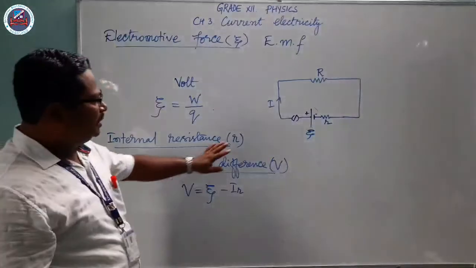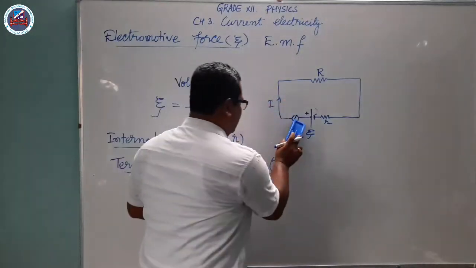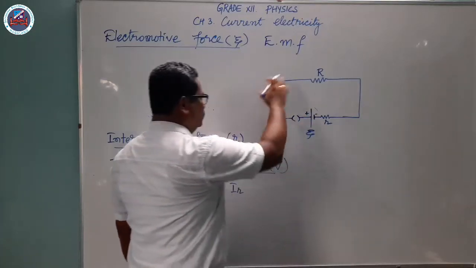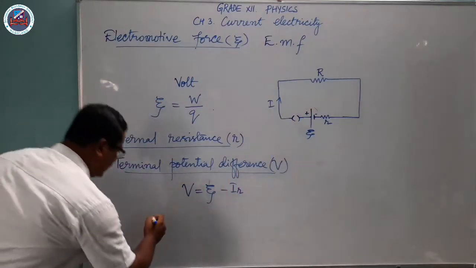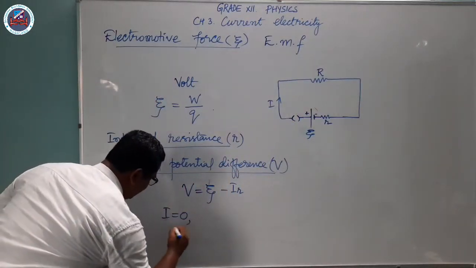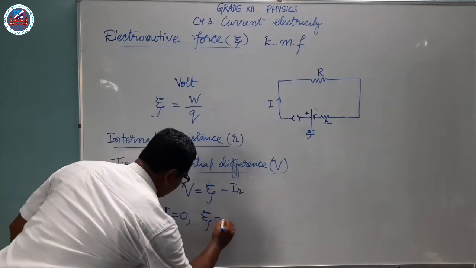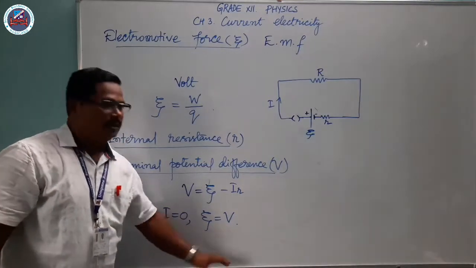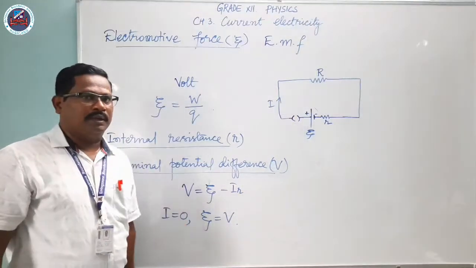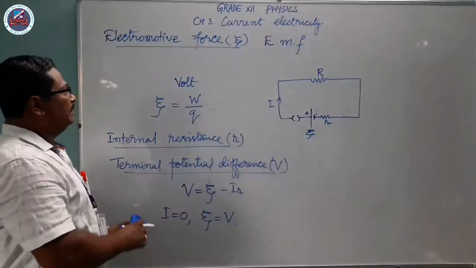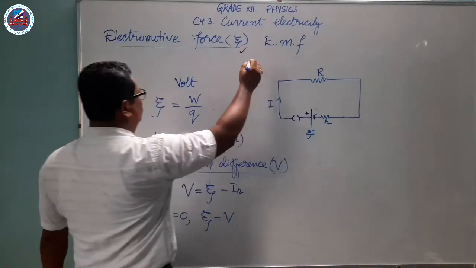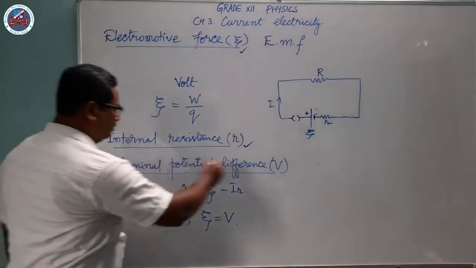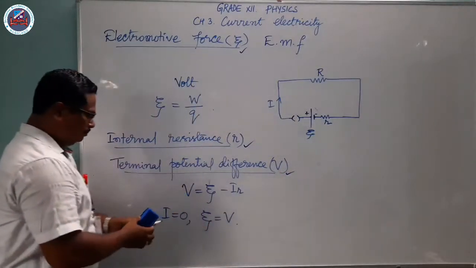But if the circuit is open, this one, the switch is open here, current is not flowing. In that case, the current I will be equal to 0 and the EMF of the cell and the potential will remain the same. The EMF and the potential will remain equal. Now let us see a very important relation that exists between the electromotive force epsilon, the internal resistance r, and the terminal potential difference V.